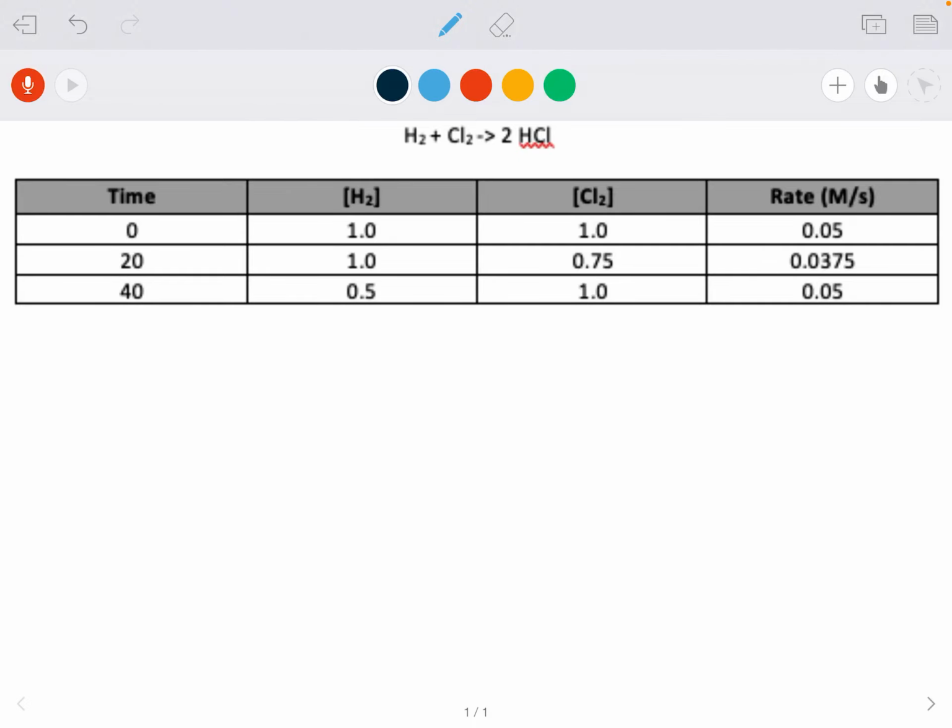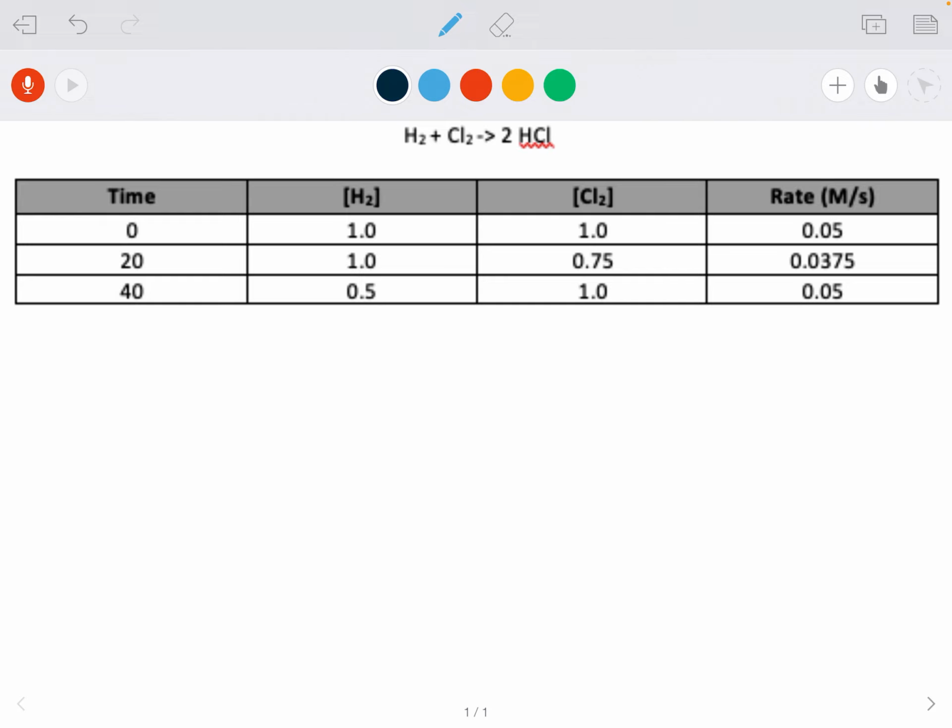So welcome to part 2 of the video for determining the rate law of a reaction based on experimental data. So we have this reaction here balanced with hydrogen and chlorine gas combining to give you HCl. And there's a table that gives you the time, the concentrations of hydrogen and chlorine gas, and then the rate of the reaction. And from this table, we can determine what the rate order will be.